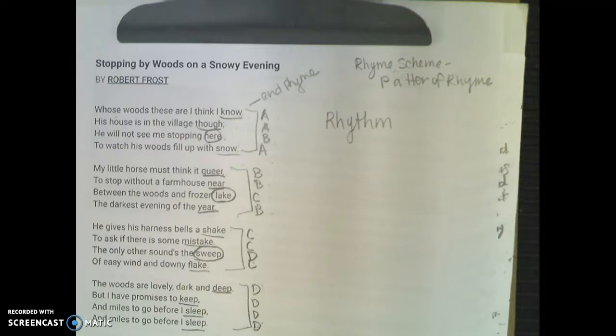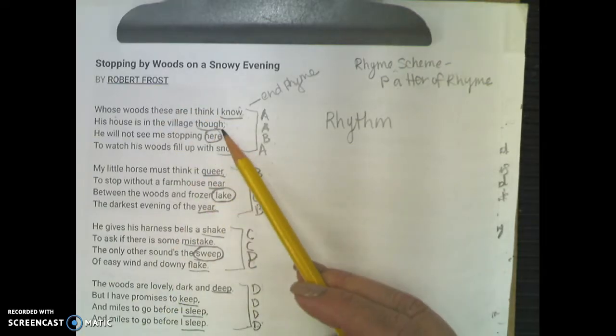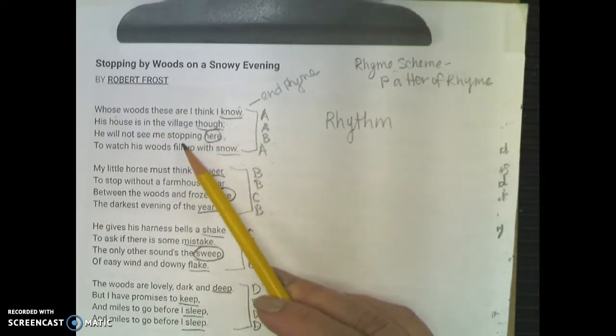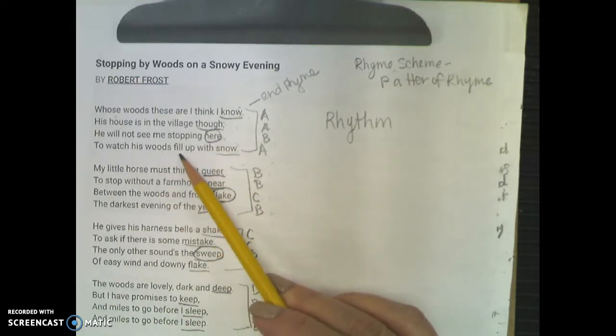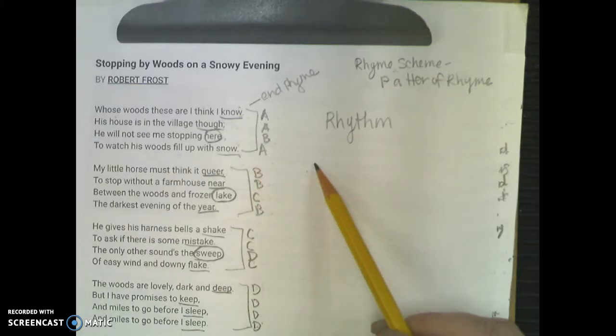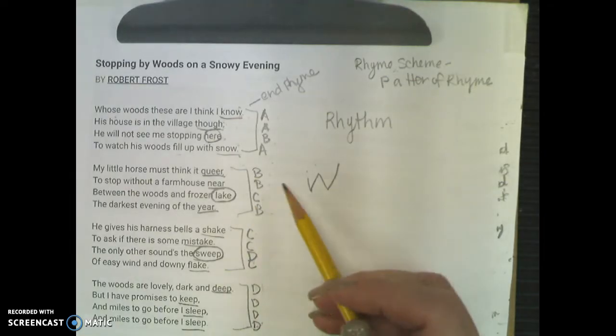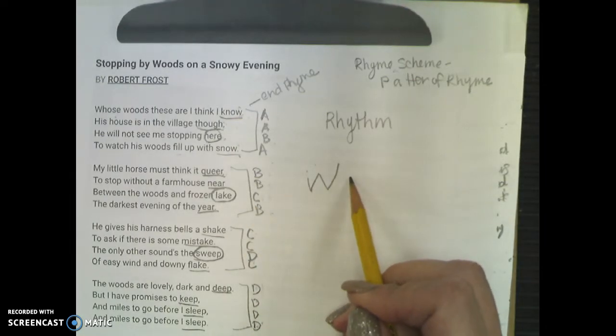The hardest part about rhythm is spelling it right? Okay, so rhythm is that beat in the poem. And when we read it out loud, you can hear that beat. Whose woods these are, I think I know. His house is in the village, though. He will not see me stopping here to watch his woods fill up with snow. So you can kind of hear that down, down, up, down, up, down, up sound that's happening here. We call this rhythm, okay?